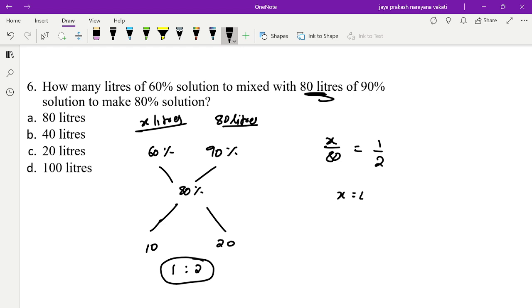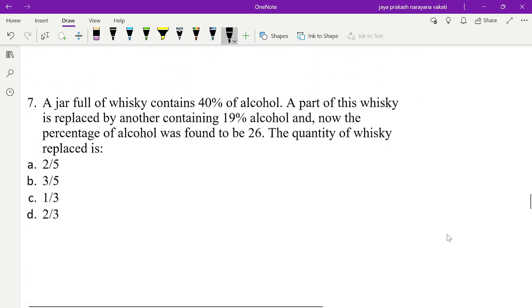So this is nothing but 40 liters. So 40 liters of 60% solution should be mixed with 80 liters of 90% solution to make an 80% solution. That's it. So this is our answer. Let's go and solve our seventh problem now.